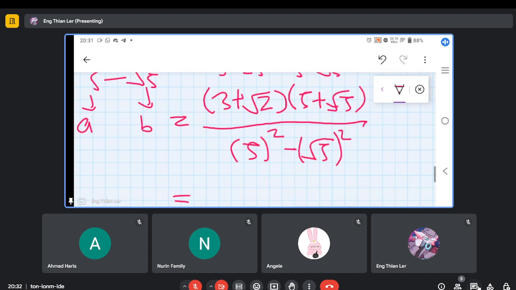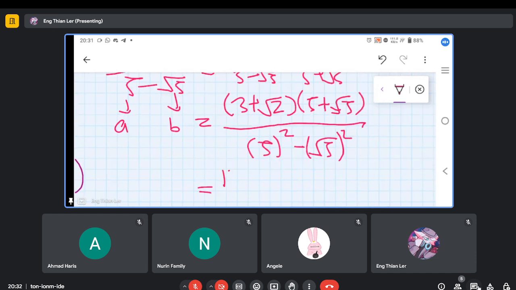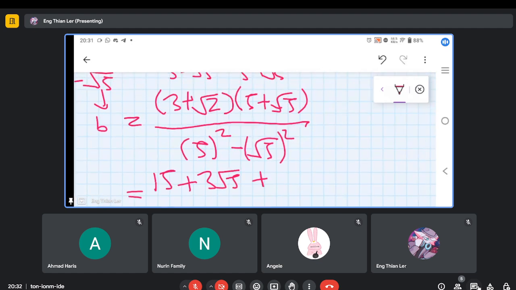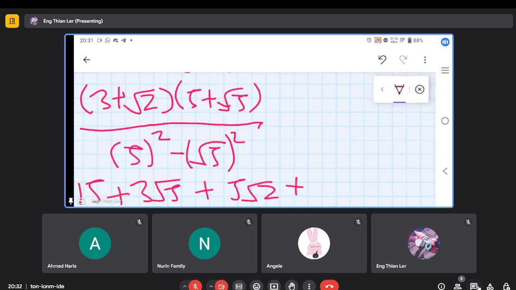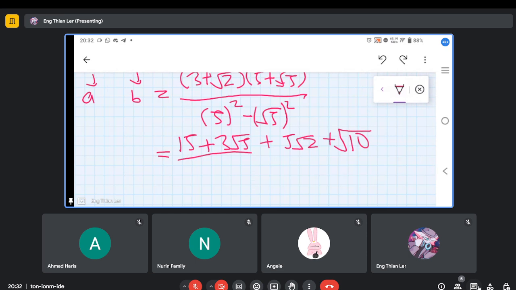And then now we expand the top part. 3 multiplied by 5 is 15. And 3 multiplied by sub 5 is 3 sub 5. And then plus 5 sub 2, plus the sub 2 multiplied by sub 5 is sub 10 because 2 times 5 is 10. And then the bottom we get 5 square which is 25, and sub 5 square is 5.